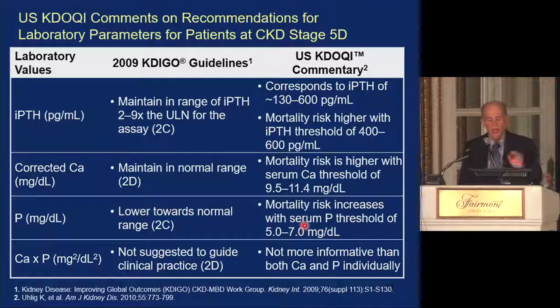Phosphorus. I showed you extensive data that phosphorus is the key to all of this. Mortality increases with a phosphorus that goes up above about 5. Try to keep the phosphorus in the normal range. You want to lower the phosphorus towards the normal range. You don't need the calcium phosphorus product. You don't get any more information from that than you do from the calcium and phosphorus.